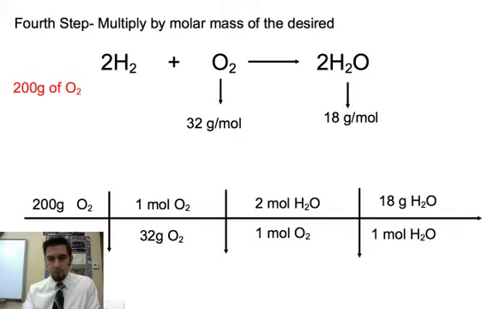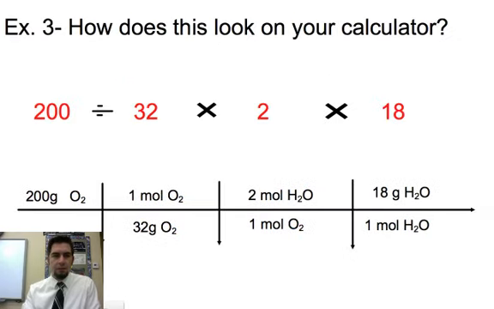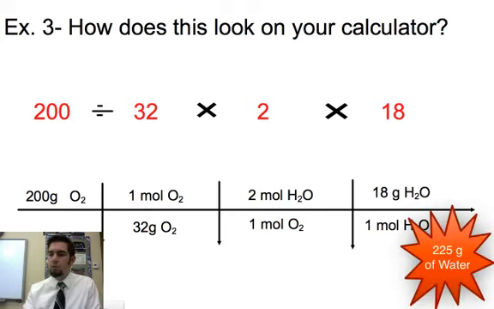Now, you notice all of these units will eventually cancel out if you multiply them all together. In some cases, divide. So let's see. How does this look on your calculator? This is example 3. Make sure you write that down. If I plug this into my calculator, it would be 200 divided by 32 because it's on the bottom, times 2 because it's on the top, and times 18 because it's on the top. From there, we get an answer of 225 grams of H2O.